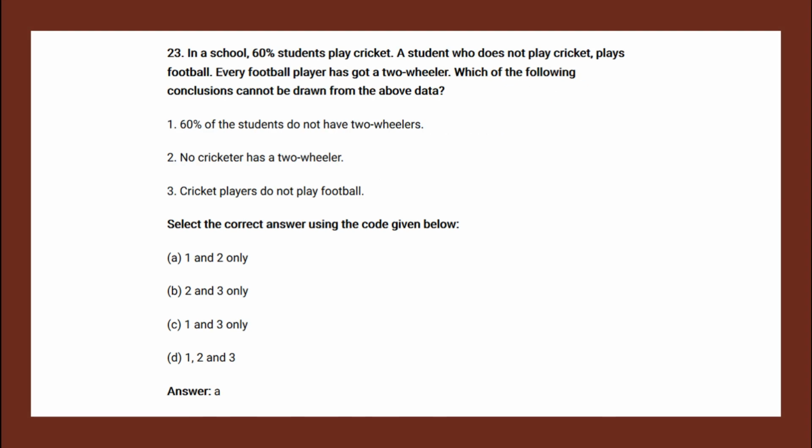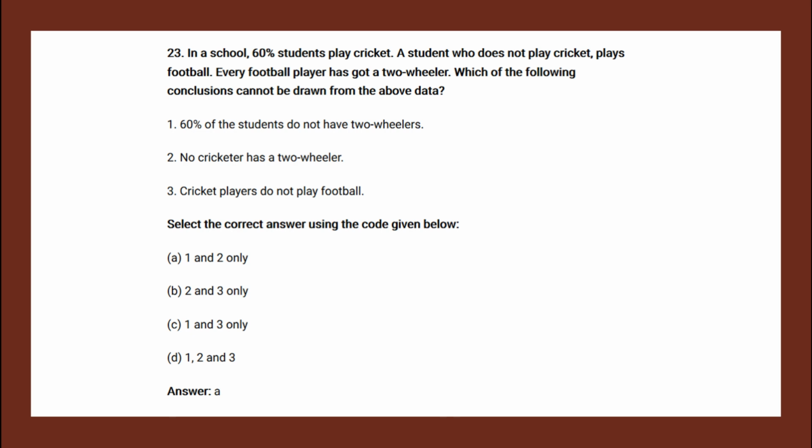Next question 23. In a school, 60% students play cricket. A student who does not play cricket plays football. Every football player has got a two-wheeler. Which of the following conclusions cannot be drawn from the above data? First statement, 60% of the students do not have two-wheelers. Second statement, no cricketer has a two-wheeler. Third statement, cricket players do not play football. Select the correct answer using the code given below.